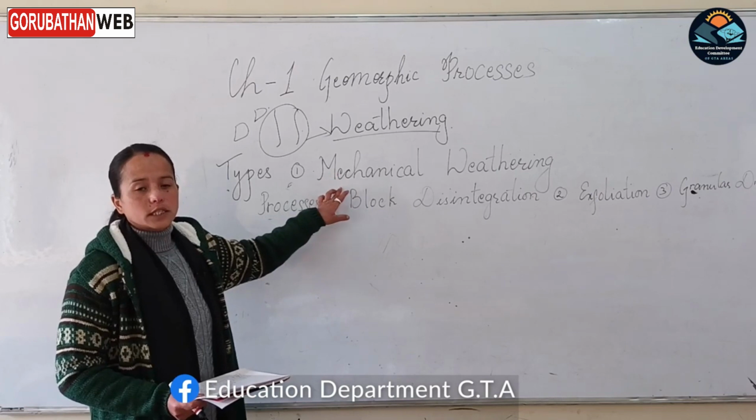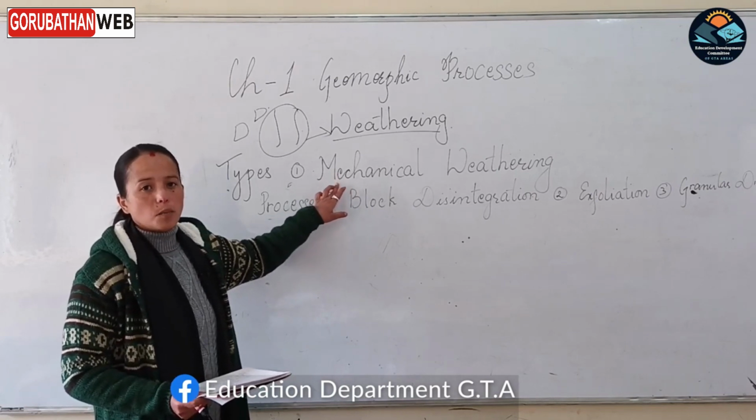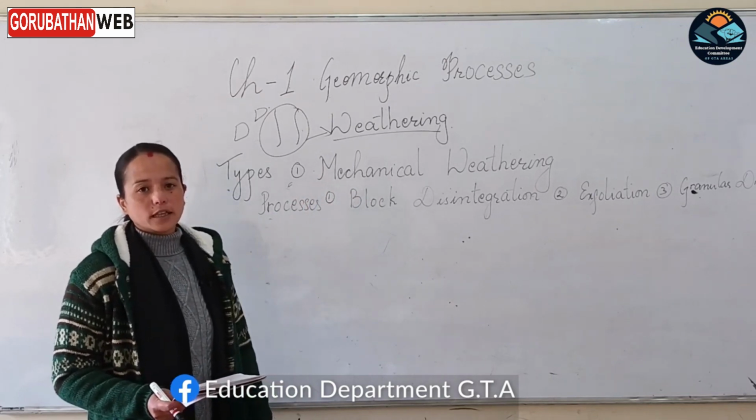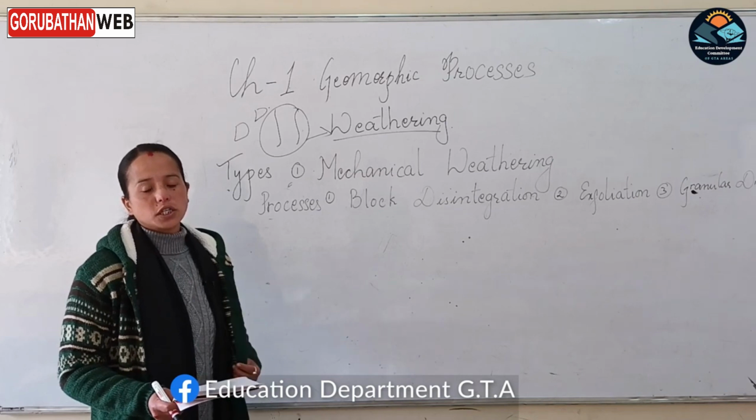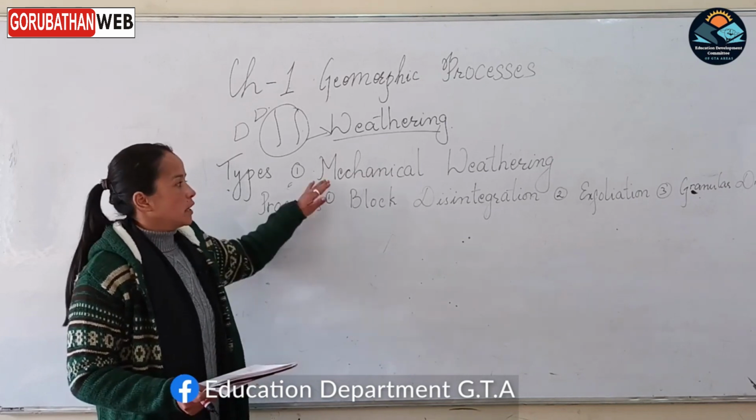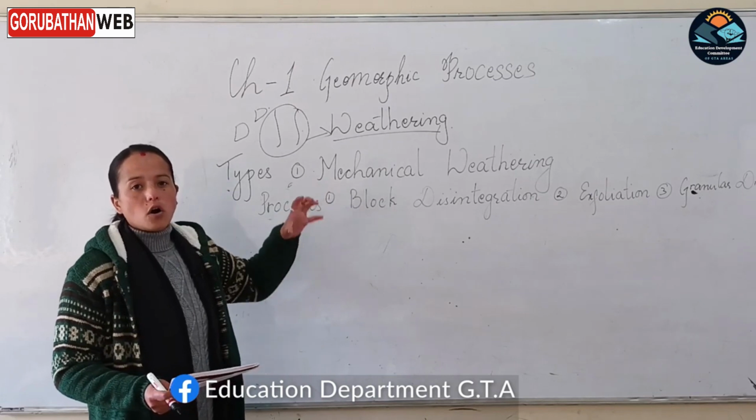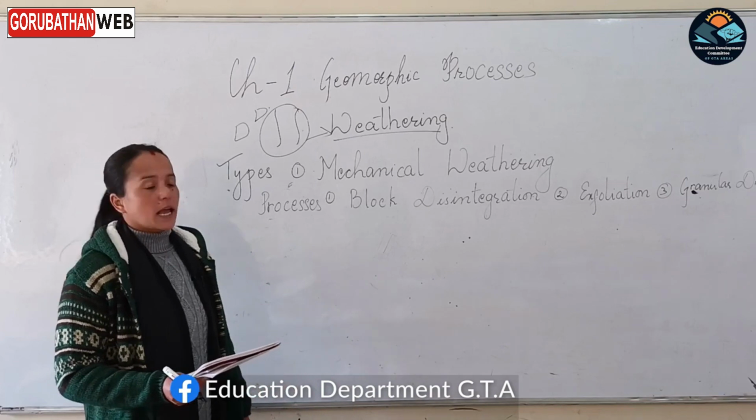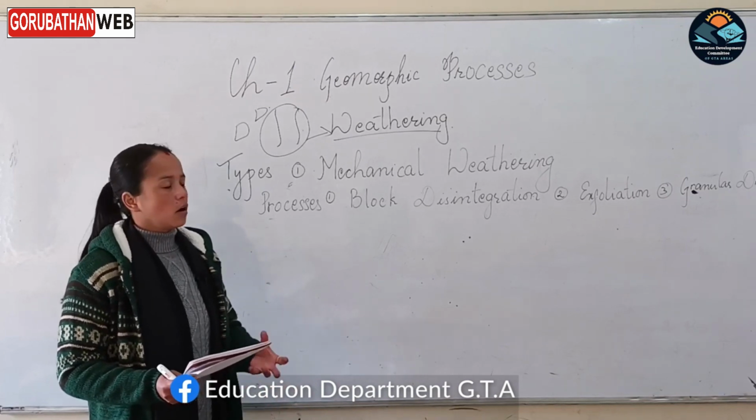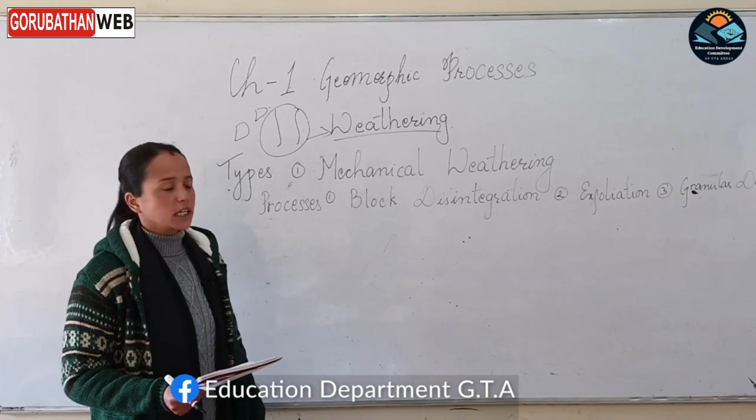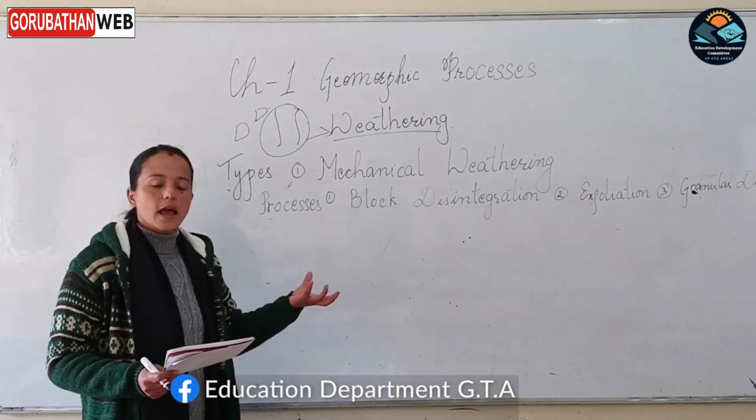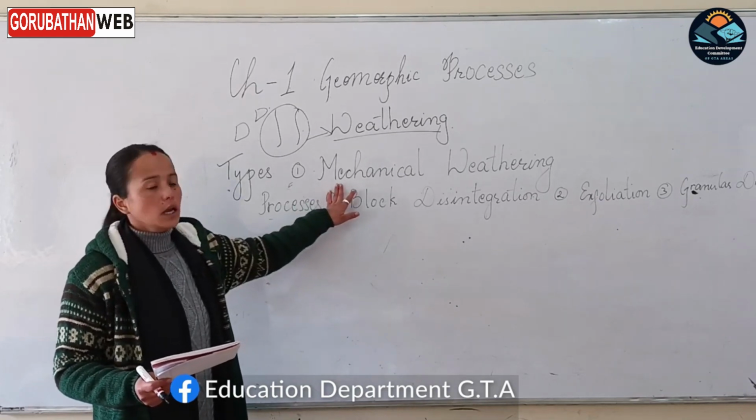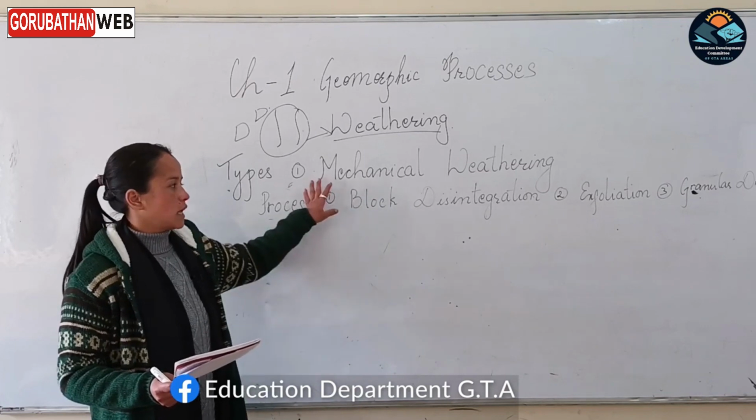Mechanical weathering is the breaking up of rocks where no chemical change takes place in the mineral, without changing the mineral composition. So here in mechanical weathering, a rock is simply broken into pieces. The chemical reaction does not take place, and the composition of the rock does not change. That is all about mechanical weathering. It is also known as physical weathering.